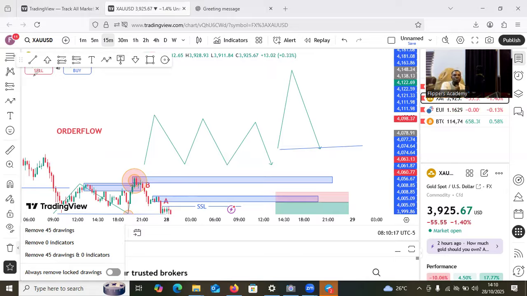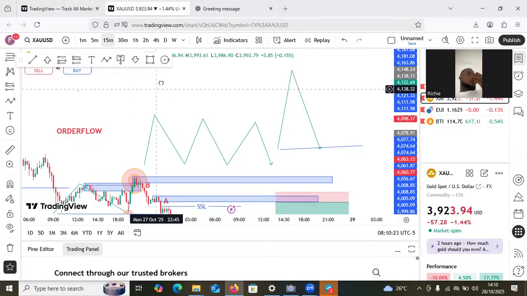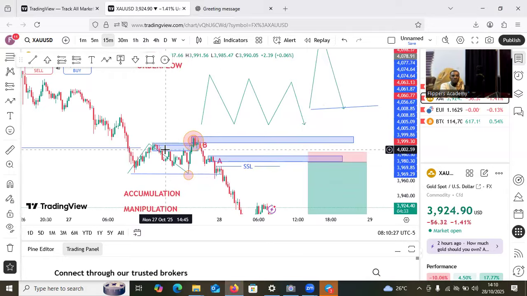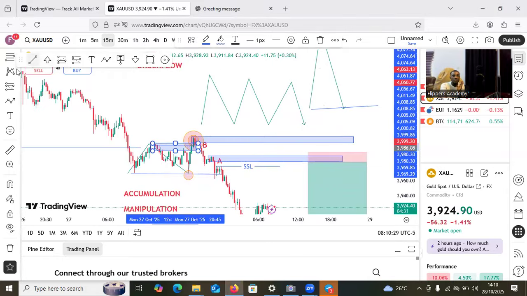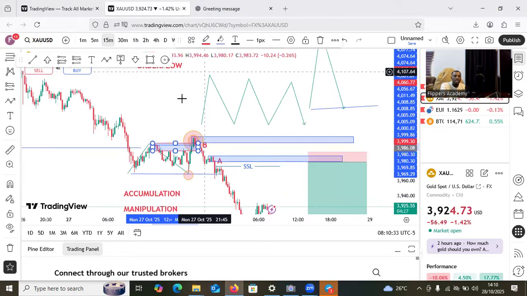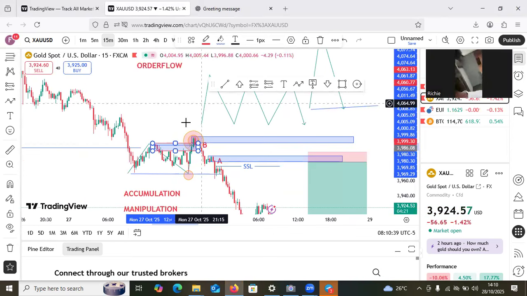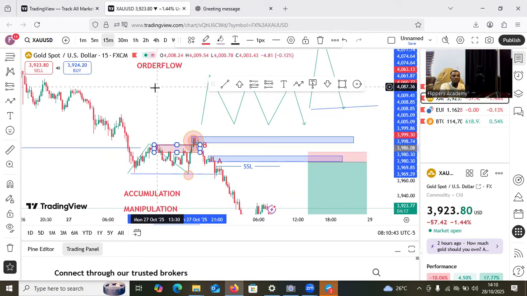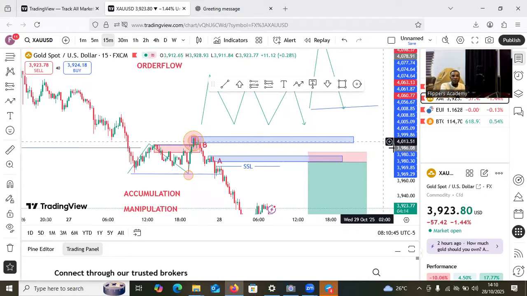So after liquidity has been built, we are going to wait for what? Manipulation. And that's what happened here. Manipulation. Because this particular zone is a resistance zone. Here, let me mark it. This particular zone is a resistance zone. Why is it a resistance zone?